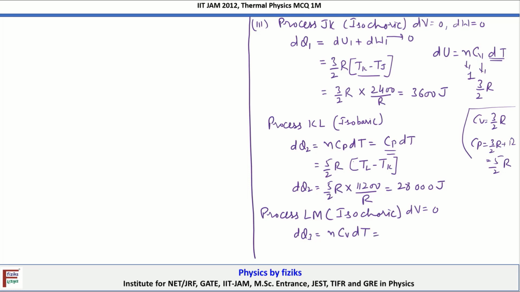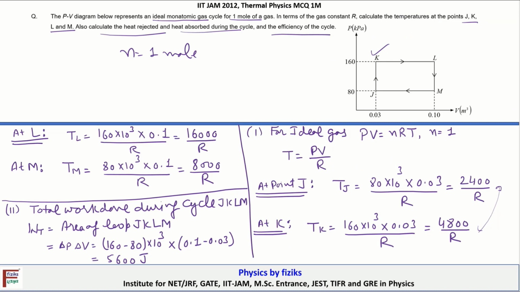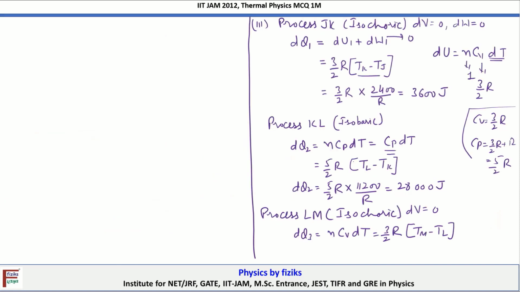So this is equal to Cv, which is 3 by 2 R, N is 1 here, and the corresponding dT will be the temperature at point M minus the temperature at point L. This will come out to be negative because the temperature at point L is higher than the temperature at point M, so the difference will be negative.